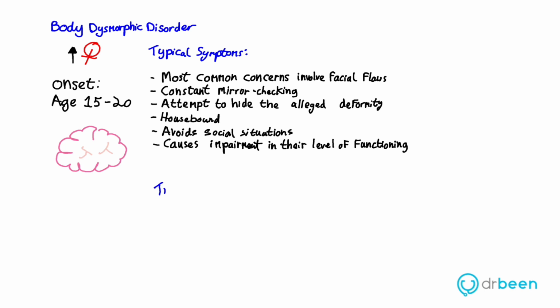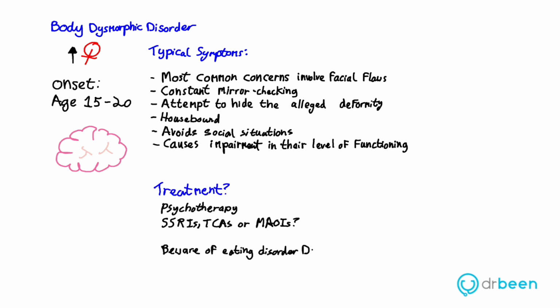So how do we treat body dysmorphic disorder? Well, individual psychotherapy to help deal with the stress of alleged imperfections as well as reality testing. Pharmacotherapy may include the use of selective serotonin reuptake inhibitors, tricyclic antidepressants, and monoamine oxidase inhibitors. Beware that this could be anorexia nervosa, so beware of that differential.